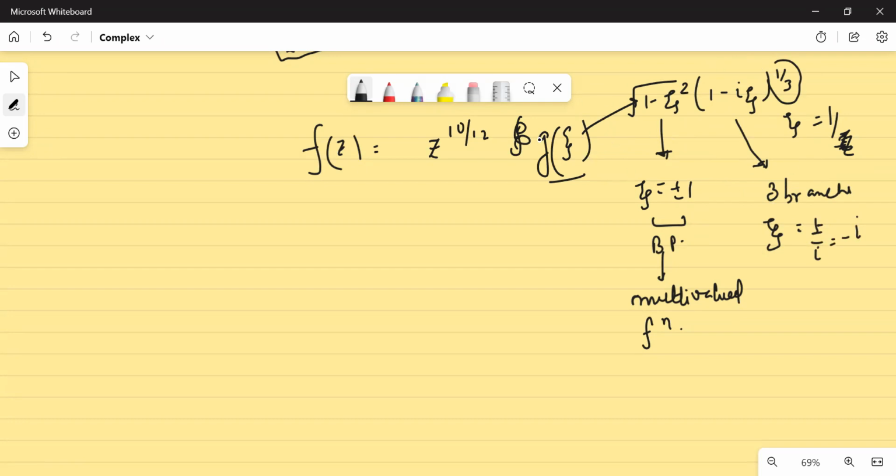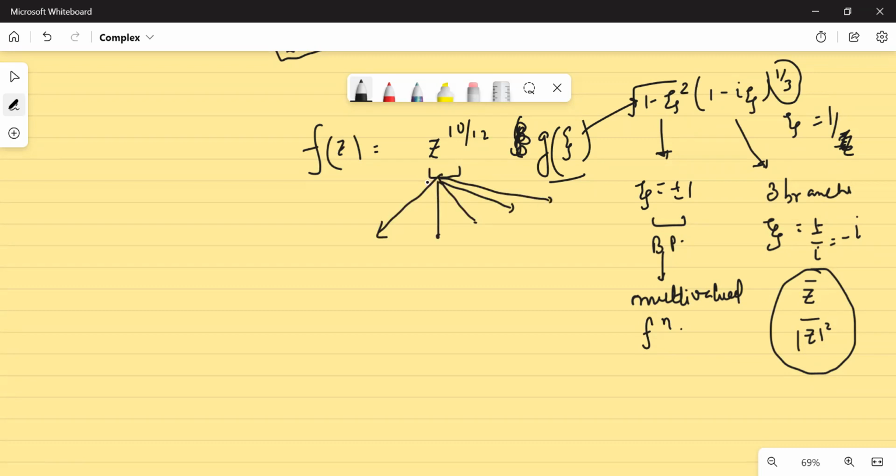I'm not denying that, but I'm not interested here because I'm not interested in finding what sort of values 1 over z takes. Because 1 over z would be eventually z bar divided by mod z whole square. So this is not asked of me. What is asked is, what sort of values does z take? Okay, so this will indeed have 12 different branches. So for a single point, let's say z1, if I place it here, I will get 12 different values.